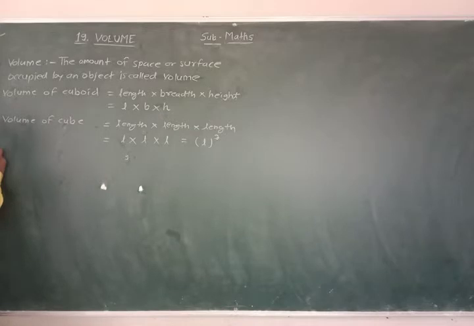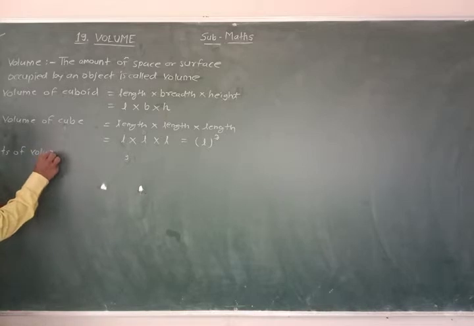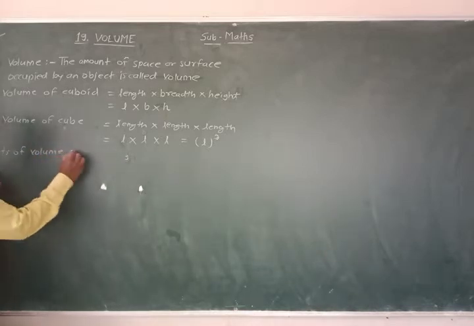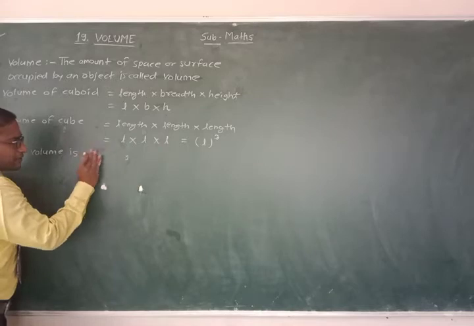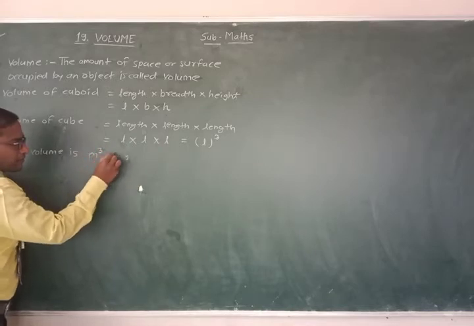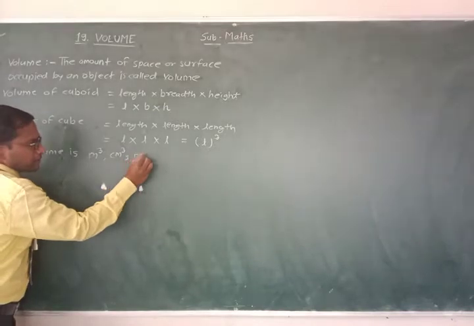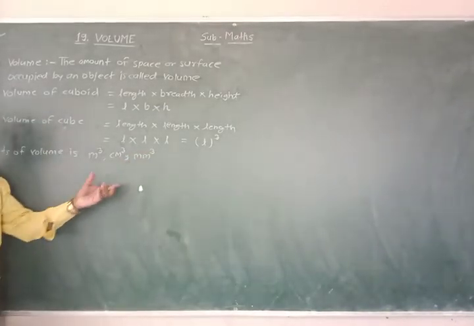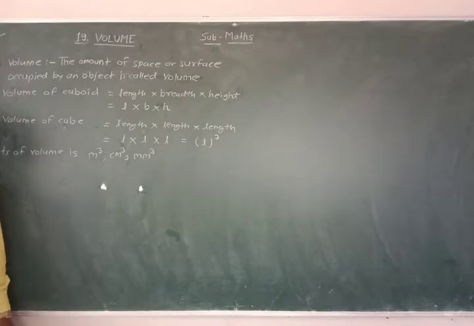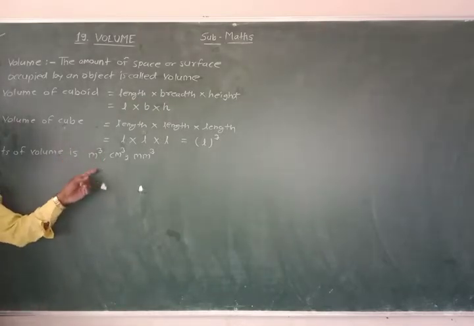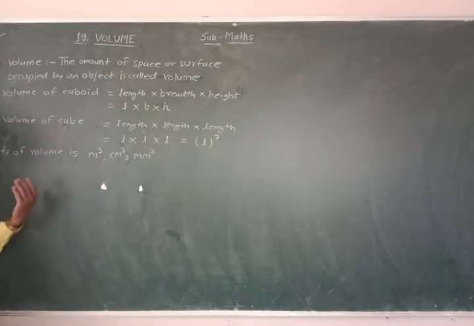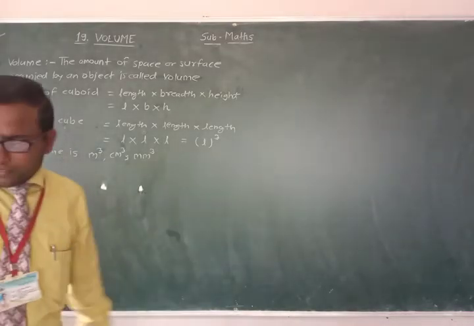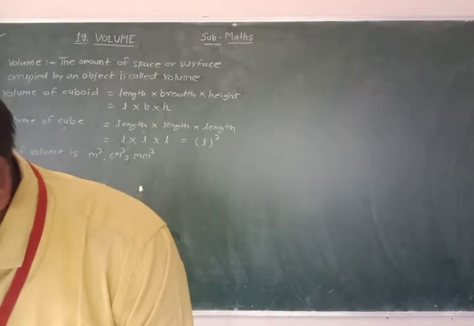Then the units of volume are meter cube, centimeter cube, millimeter cube. In area you write meter square, centimeter square or millimeter square, but in volume you write meter cube, centimeter cube or millimeter cube. Understood? Yes. So see here an example on this formula.